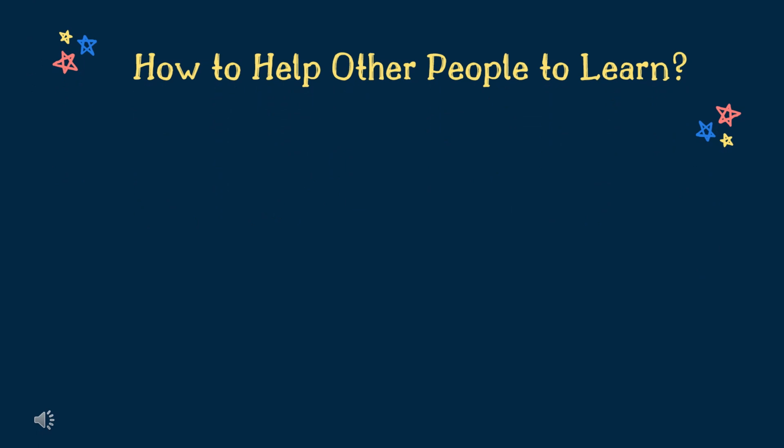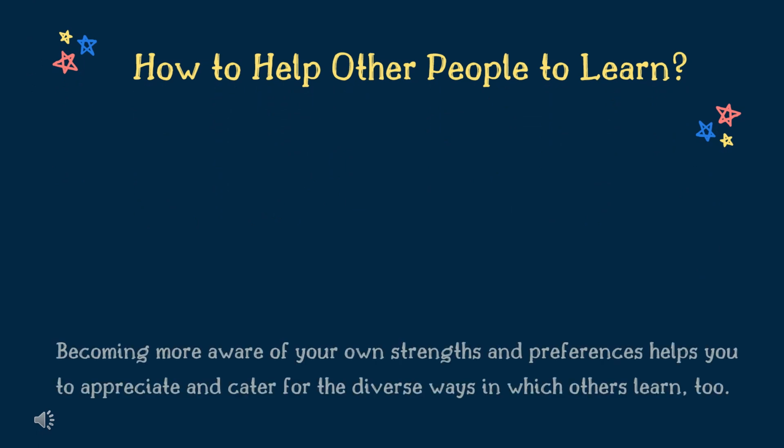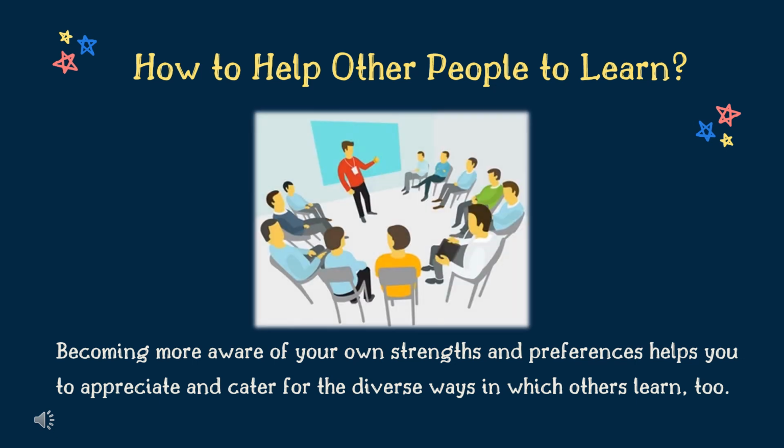How to help other people to learn. Becoming more aware of your own strengths and preferences helps you to appreciate and cater for the diverse ways in which others learn too. For example, when you're giving a presentation, chairing a meeting, or leading a training session, avoid leaning too heavily on the approach that you would enjoy yourself. Remember that some learners will benefit from visual aids while others will rely on listening to what you are saying or on watching your body language.